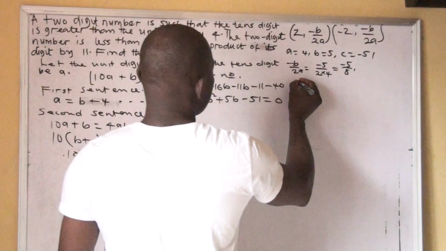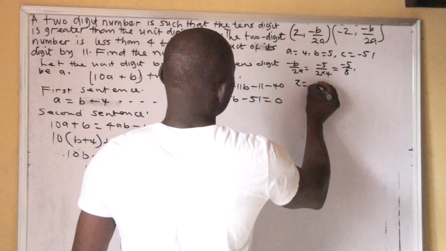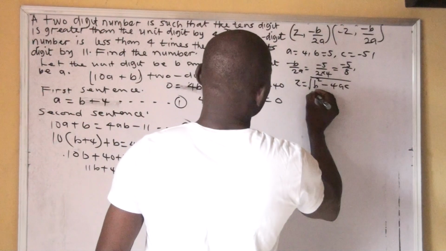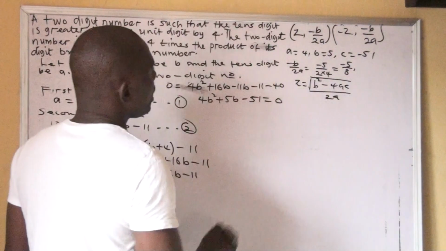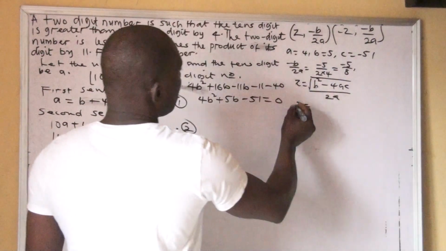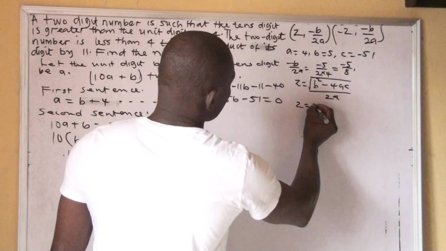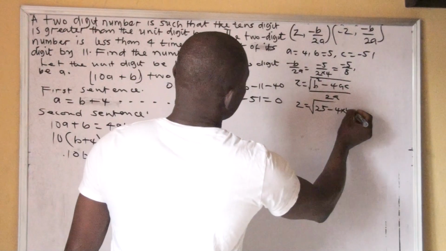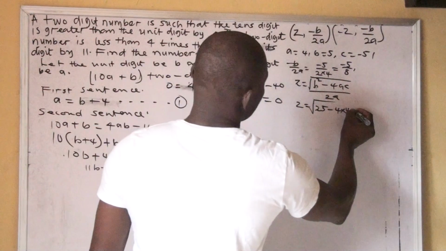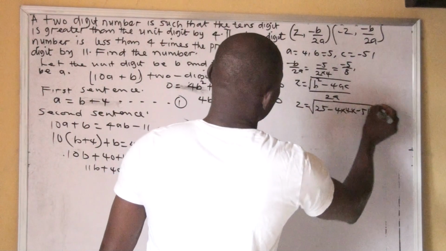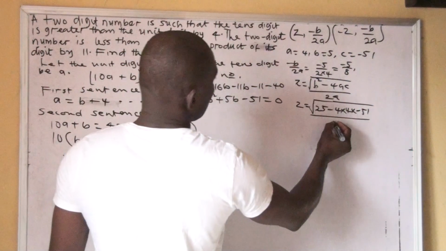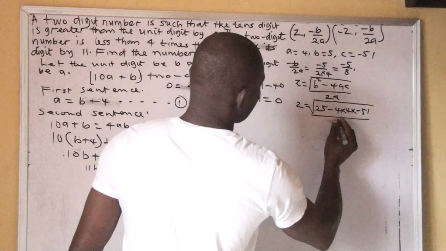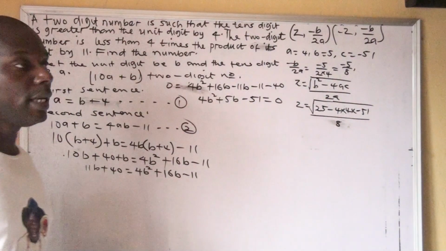Now let's find our z. Our z is the square root of b squared minus 4ac all over 2a. Okay, and our b squared, from there, b squared is 25, minus 4 times a, which is 4, times minus 51, all over 2a. That will give us 8, since 2a gives us 8.